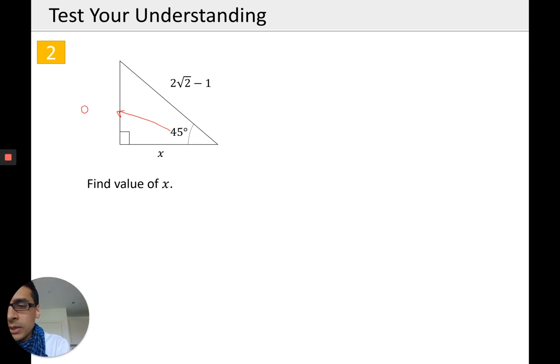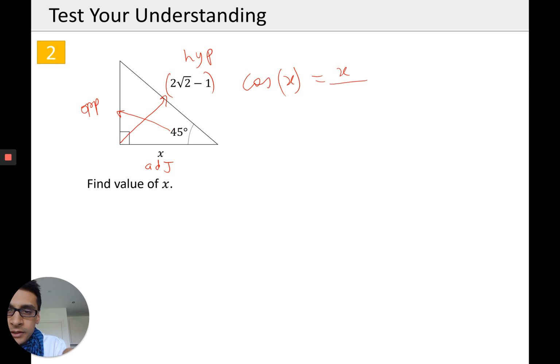We don't know anything about opposite and we don't need to work out the opposite angle, so we can ignore that. We know the hypotenuse is 2 root 2 minus 1. Put that in brackets because you'll make silly mistakes if you don't. And you know that the adjacent is x. So bearing in mind we're using hypotenuse and adjacent, that's telling us that we're going to use cosine. So cos 45 equals adjacent over hypotenuse, which is 2 root 2 minus 1 in brackets.